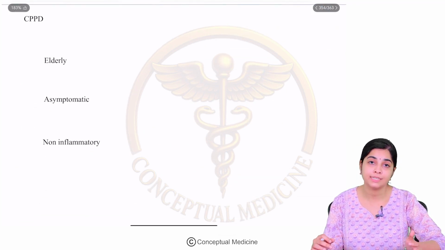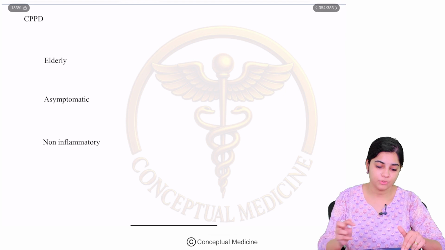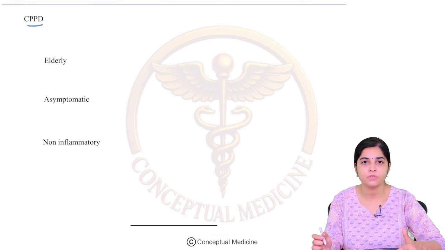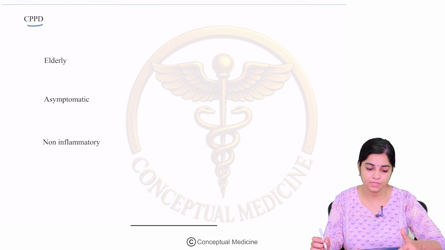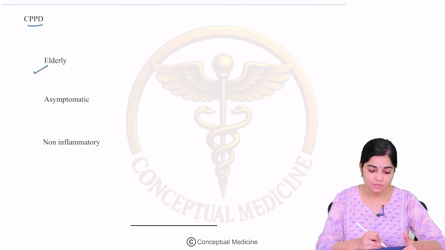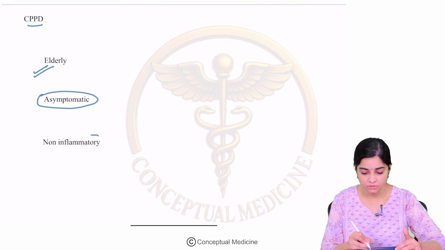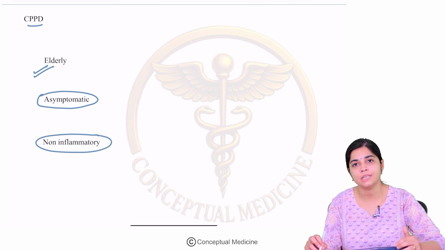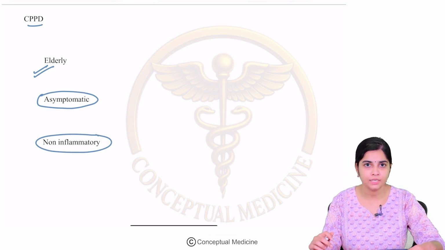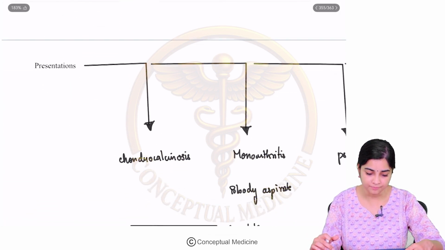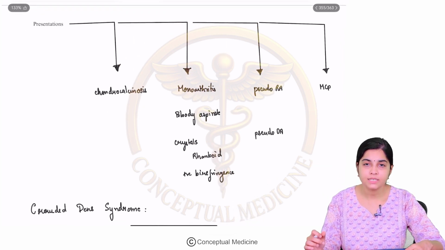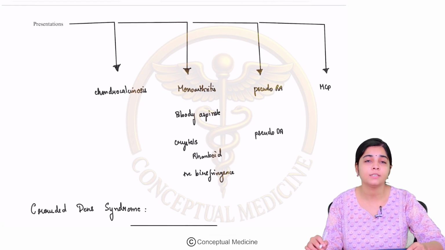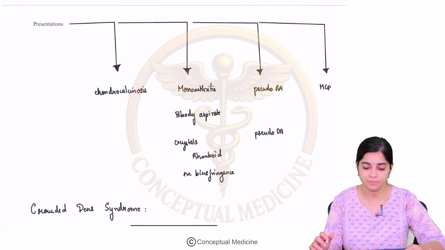Let us move on to the next type of crystal arthropathy, which is CPPD disease, calcium pyrophosphate deposition disease. This is a disease of the elderly, and most often it is an asymptomatic non-inflammatory condition. CPPD disease has a varied presentation. So what are the different clinical presentations of CPPD?